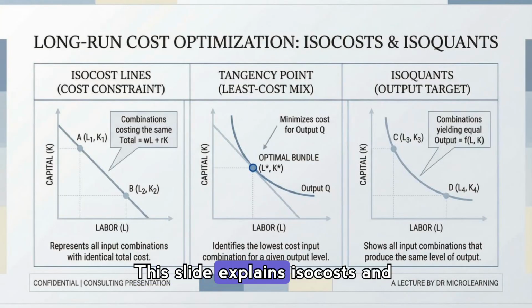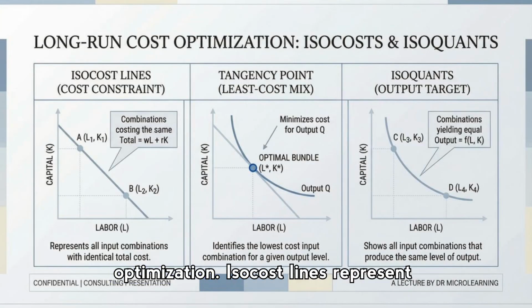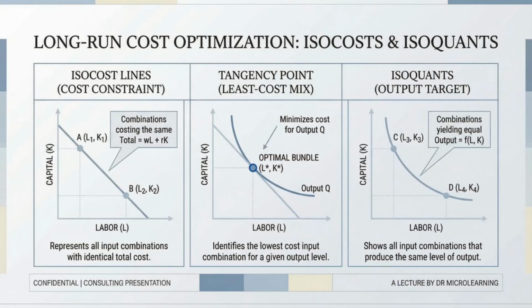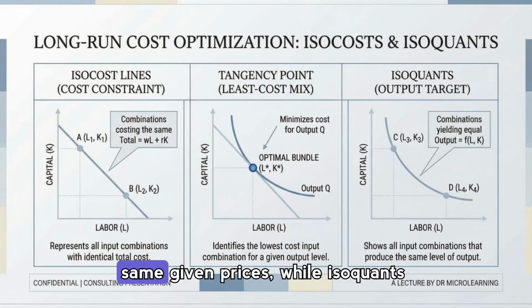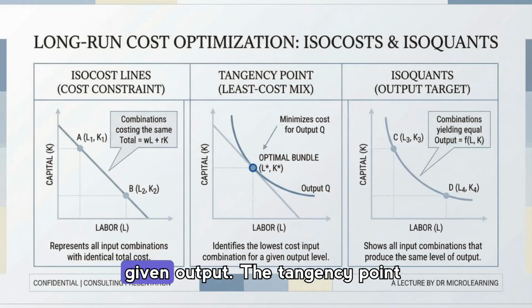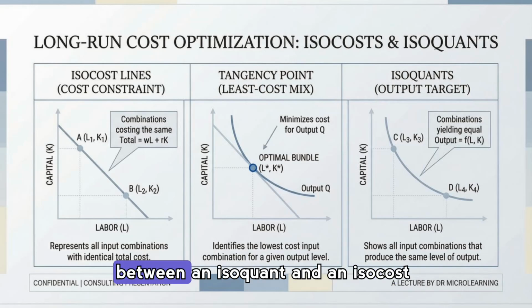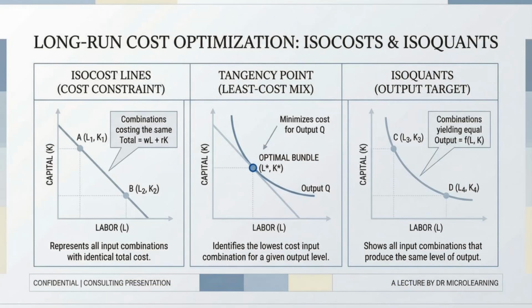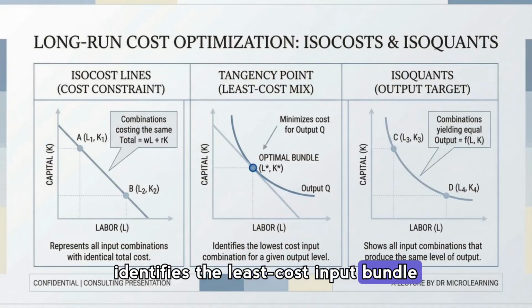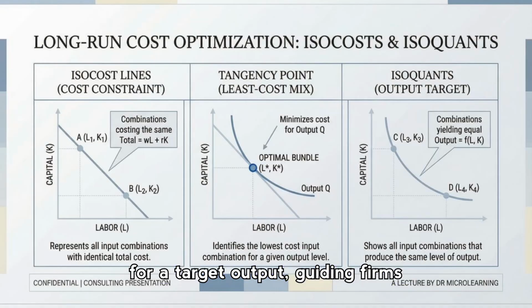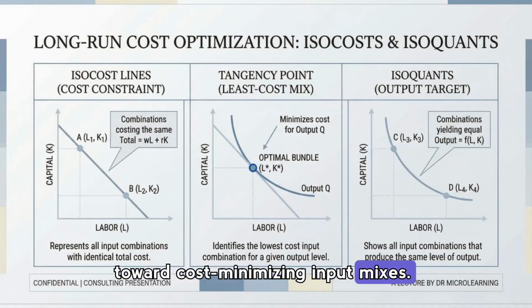This slide explains isocosts and isoquants for long-run cost optimization. Isocost lines represent all input combinations that cost the same given prices, while isoquants show combinations that produce a given output. The tangency point between an isoquant and an isocost identifies the least cost input bundle for a target output, guiding firms toward cost-minimizing input mixes.